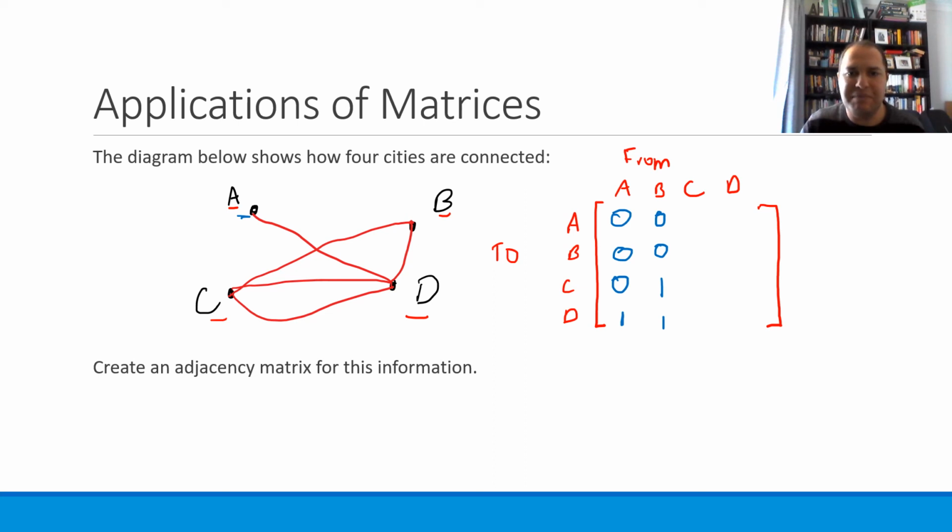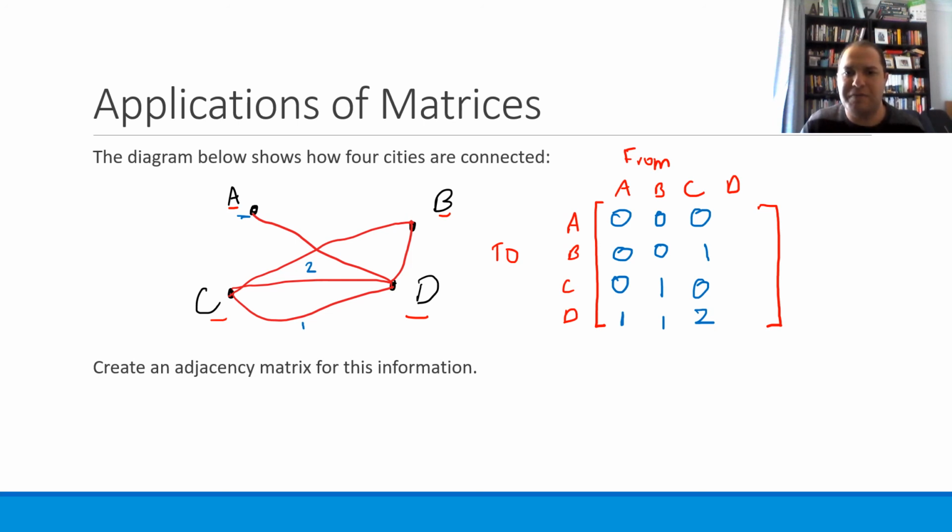Then from C to A, there are no connections. There is one connection from C to B. From C to C, there are no connections either. And from C to D, there are actually 2 connections. There's one on the bottom and a second one on the top. So there are 2 connections from C to D.